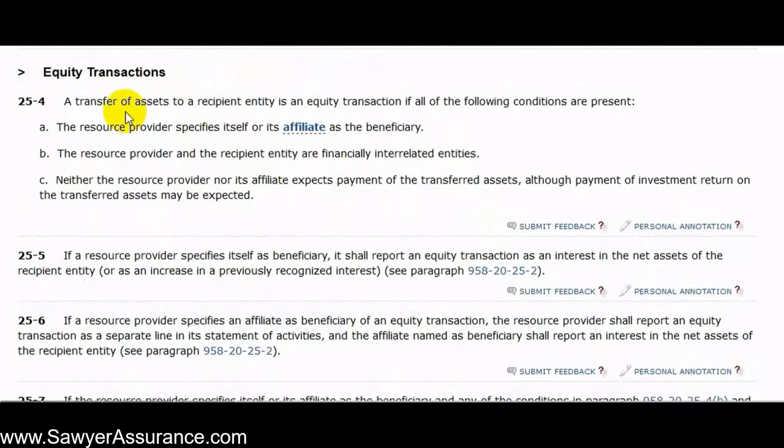Remember that a transfer of assets to a recipient entity is an equity transaction if the resource provider specifies itself or an affiliate as a beneficiary, if the resource provider and the recipient entity are financially interrelated entities, and there's no expectation that the transfer of those assets should be paid back. So in our chain of entities from the donor to the recipient entity to the beneficiary, if the beneficiary sends some assets up to the recipient entity, then that might be an equity transaction if it's not expecting those assets to come back.